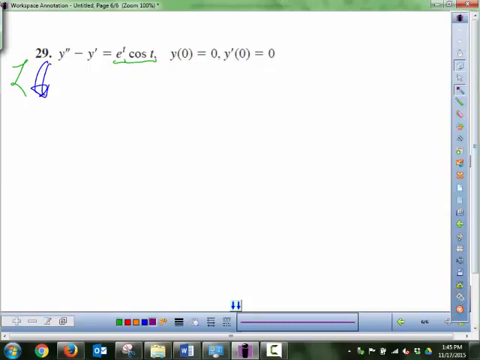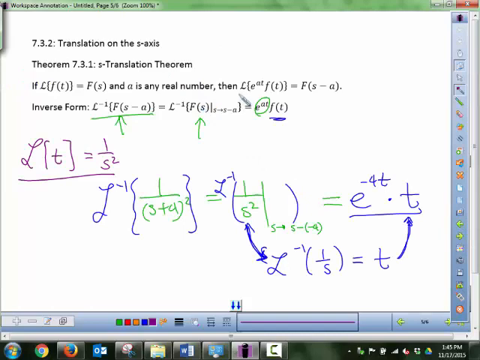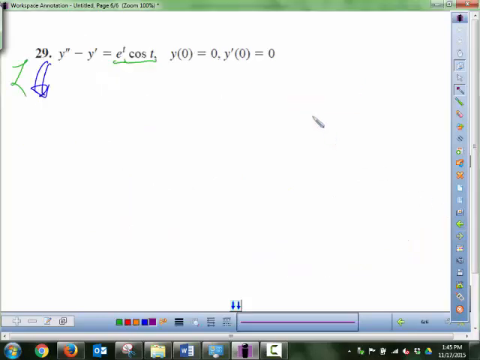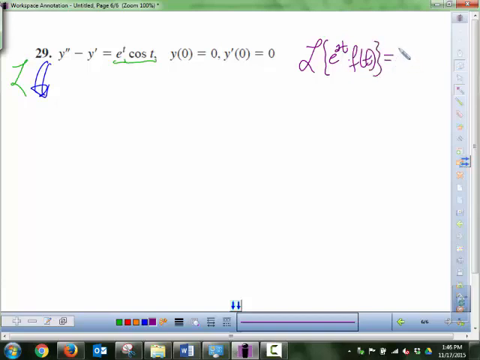So let me rewrite the translation theorem that's written here. It says the linear transform, or the Laplace transform, of e to the at times f of t is equal to capital F translated by a in the S world. So this is the theorem that's associated with this linear transformation or Laplace transformation.